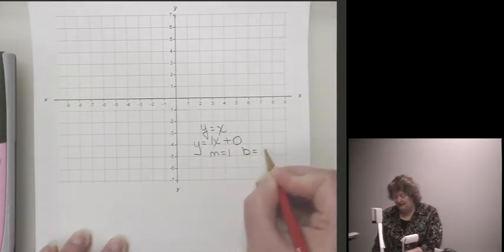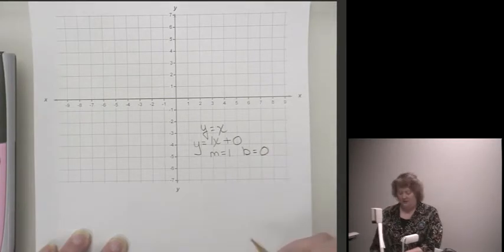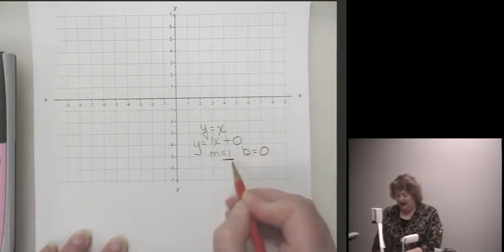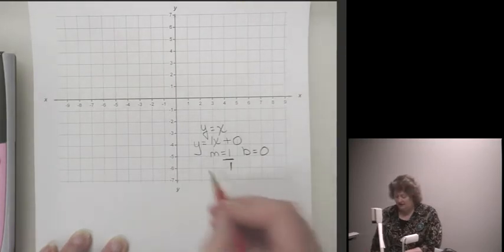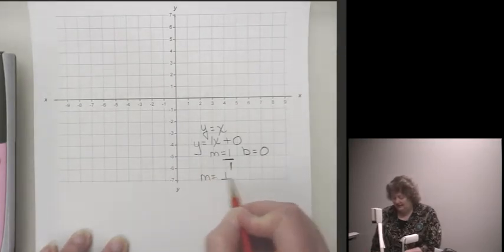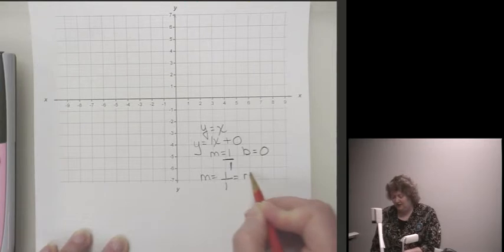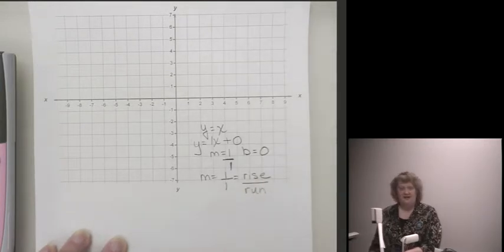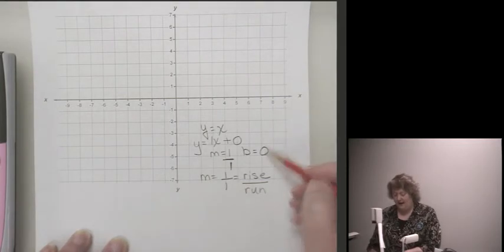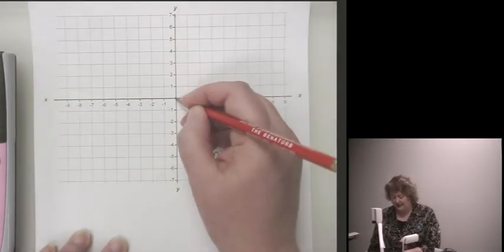So now I've got it in a form where I can determine that my slope is 1 and my y-intercept is 0. Because my slope needs to be in fraction form, I'm going to put it over 1. And look what I did, I didn't leave myself room. And you want to do it until you have gotten really good at graphing. Rise over run.